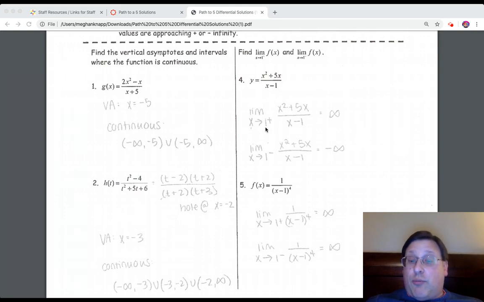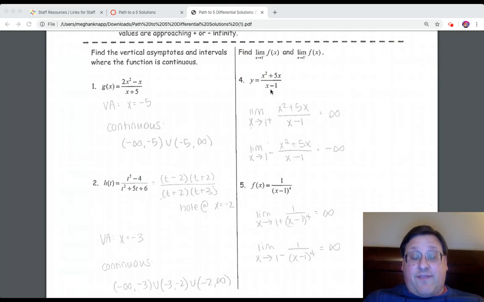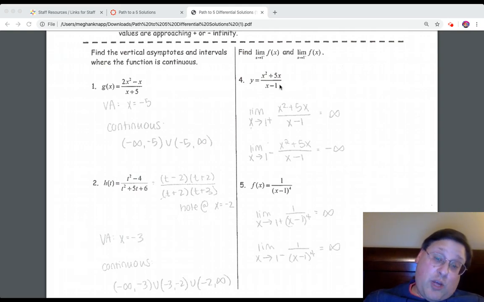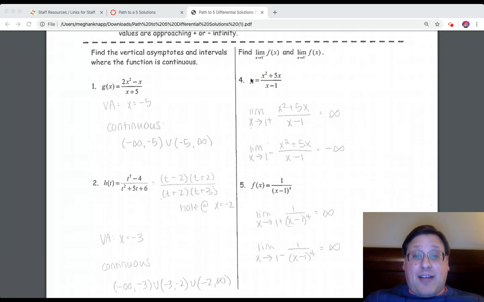Here, as we approach 1, the numerator goes to 6, the denominator goes to 0. That creates that 6 over 0 is an infinity case, but since the 0 might be a little bit bigger than 0 or a little less than 0, we could potentially get positive or negative infinity. And that's why they have to take a look at the two one-sided limits and see what's going on with the graph.